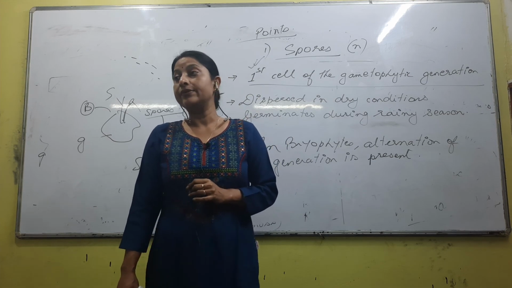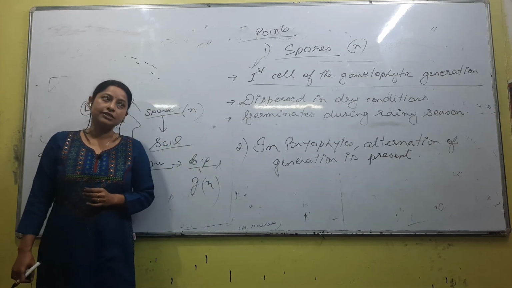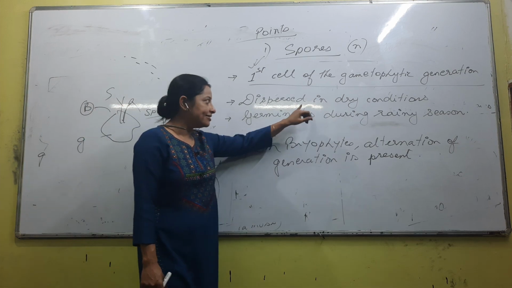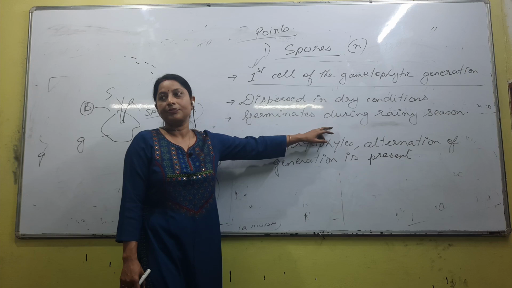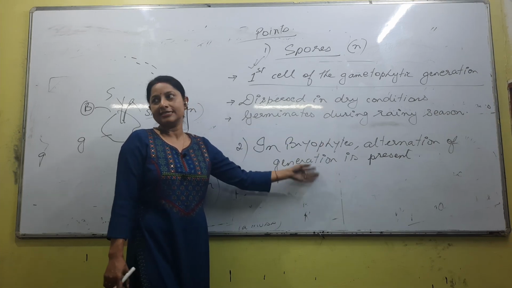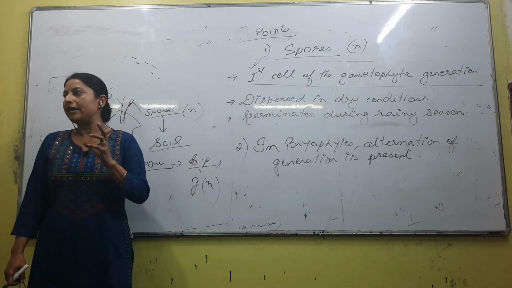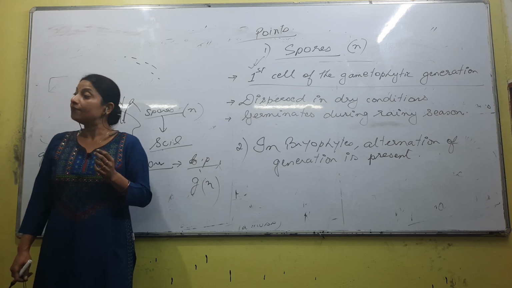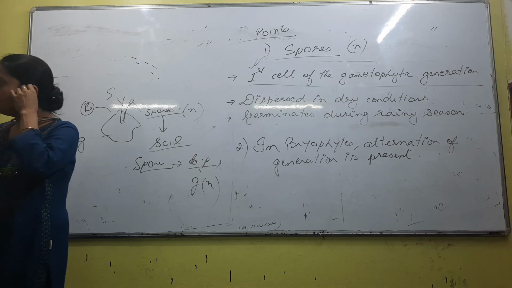But does that mean they will germinate immediately? No. They will have to wait for the water, they will have to wait for the rainy season, then only they will germinate. So they will get dispersed in dry season, but they will germinate only during the rainy season. Clear? And this is something that we understand now. Alternation of generation is seen in case of bryophytes. They have longevity, right? They have that tiding over unfavorable condition.